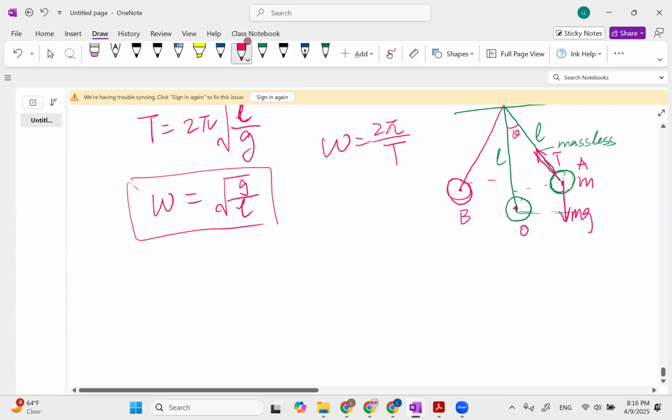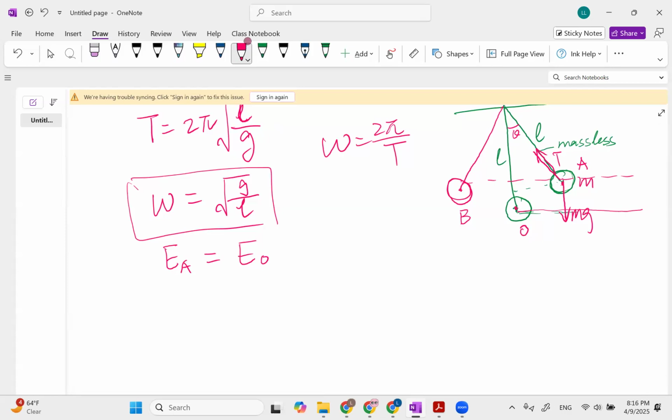And then another application you learned in work-energy will be energy conservation. So E_A equals... Wait, I have a question. So L is the length or what? L is the length of the string. Length of the string. Yeah.